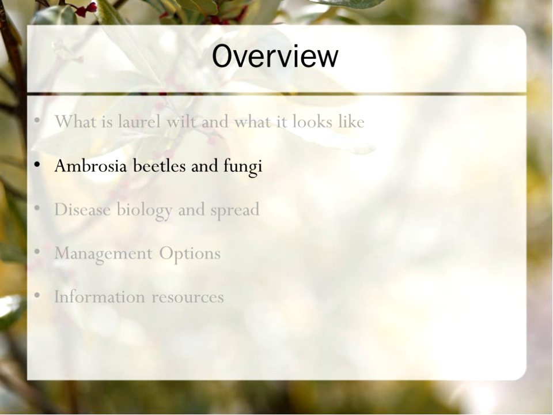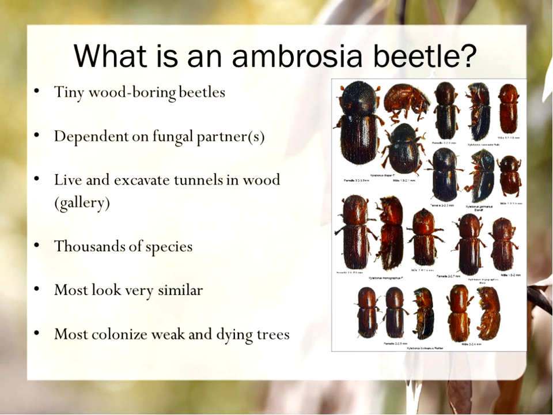So now I'm going to talk a little bit about ambrosia beetles in general and fungi. I want to do this just in case some people aren't familiar with ambrosia beetles, or have heard of ambrosia beetles and bark beetles and wonder what's the difference. So let me try to explain that right now. Ambrosia beetles are tiny wood-boring beetles. On the right, you can see there's all different species. Unfortunately, unless you're an entomologist, they can kind of all look the same in some ways.